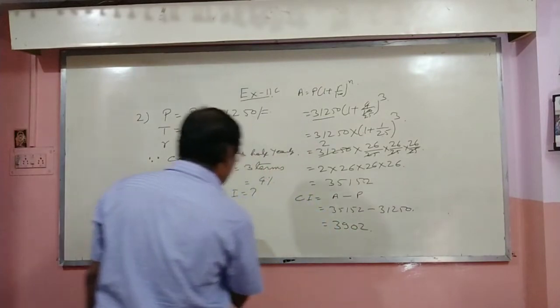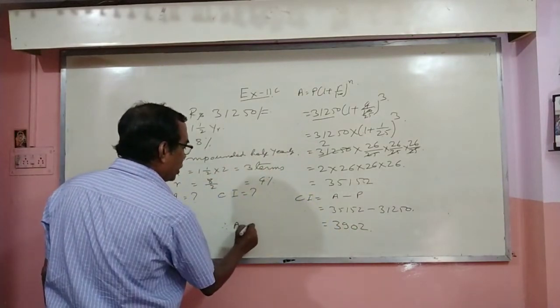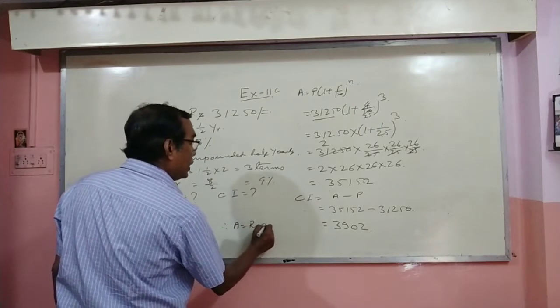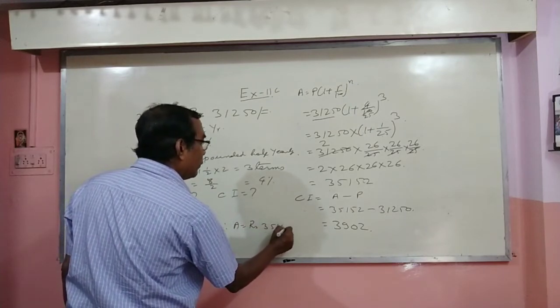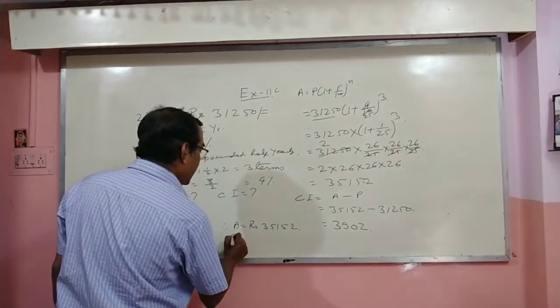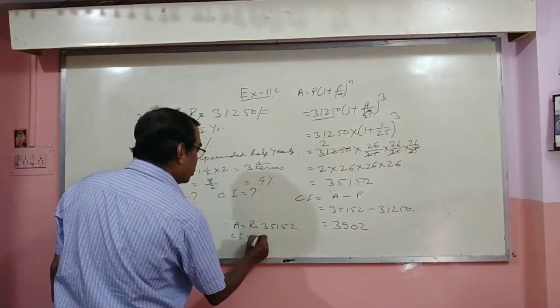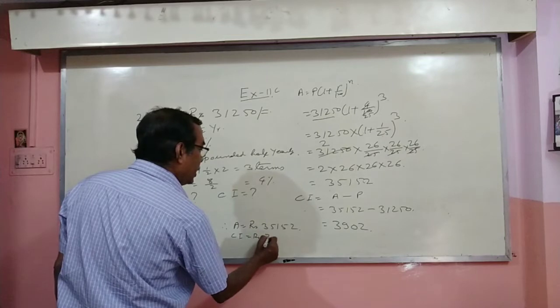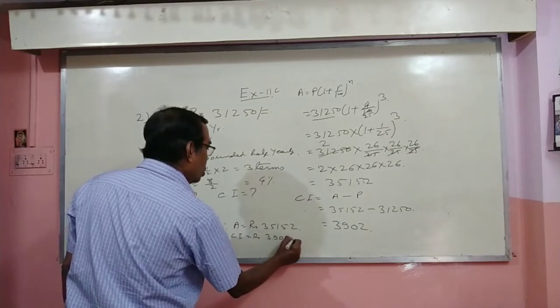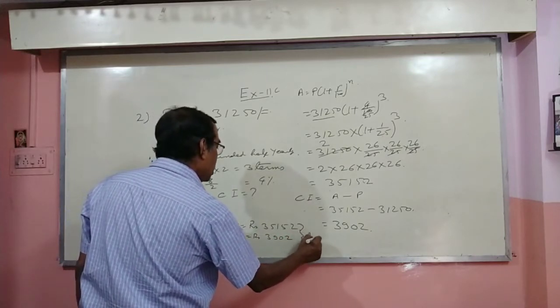So finally the answer is amount is equal to rupees 35,152, and the CI, compound interest, they are asking these two things, rupees 3,902, and that will be your answer.